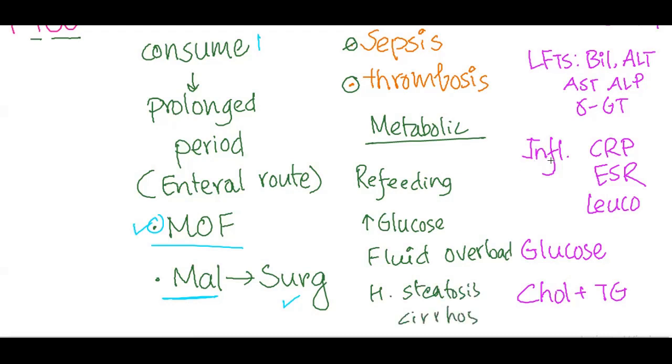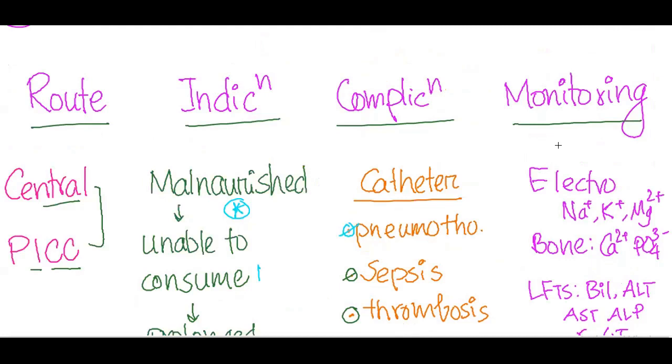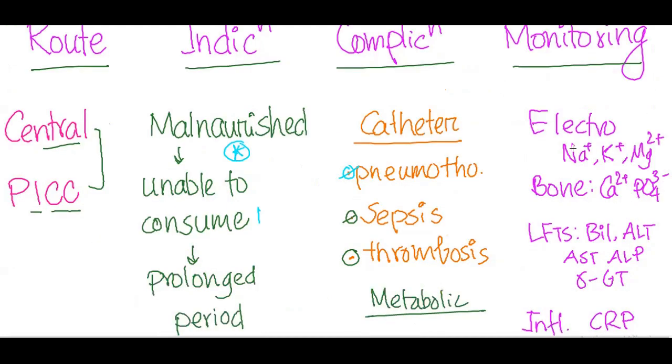So what are the monitoring parameters? What you have to look for? First of all, you have to regularly do electrolytes, which contain the sodium, potassium, and magnesium. You have to do them daily until the patient is stable. Same for calcium and phosphate. You have to do them regularly.